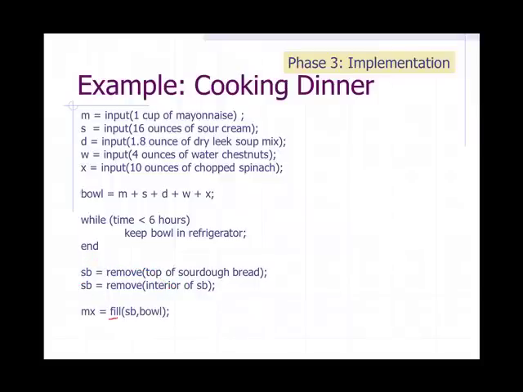Next function is a fill function. You want to fill the sourdough bread with the bowl mixture, which comes from right here. Next, you tear the top of the sourdough bread and store that into BX. Then your output command is to output MX and BX. MX is just the bowl of spinach dip mix, and BX is the actual bread chunks.